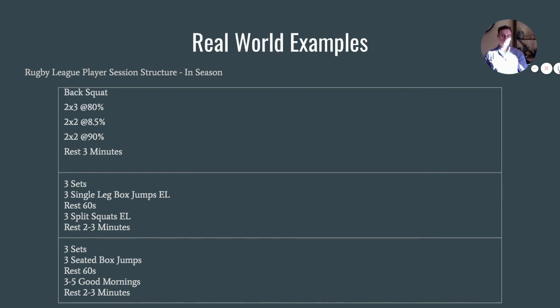Okay, and then you've got the 2 lots of 3 sets at the bottom. Here you'll notice again the volume is much lower, and this time we've paired a more resistance-focused exercise, so the split squat and the good mornings, with more of a power-based exercise, so the single leg box jumps and the seated box jumps, again to reflect the demands of the sport, but also to reflect where we are within the season.